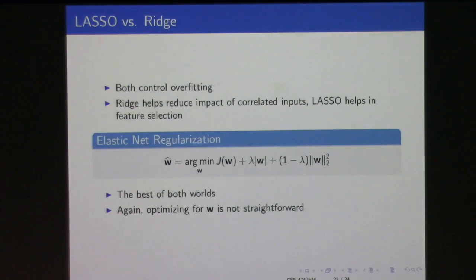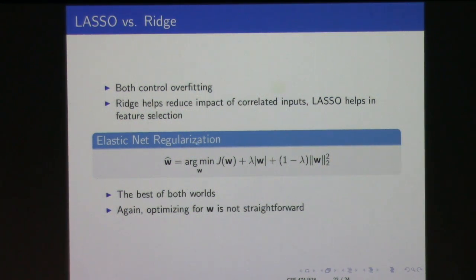Very nice. All right. Then people talk about when to use lasso and when to use ridge, and I talked about that. Ridge lets you ignore the impact of correlated variables, whereas lasso lets you select variables. Both of them have some nice properties. Both of them control overfitting, of course.